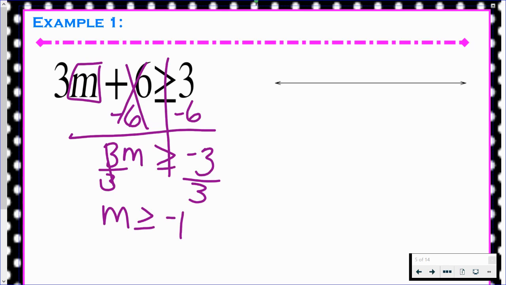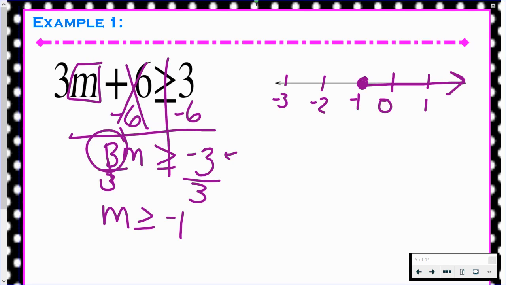That goes back to the statement I said before: when you divide, if this number is positive, you don't flip the sign. So we're good, no flipping of the sign because this 3 is positive. I'm going to set up the number line: negative 1, 0, 1, negative 2, negative 3. Since m is greater than or equal to, it is a closed circle on negative 1, shading to the right to all the greater numbers.